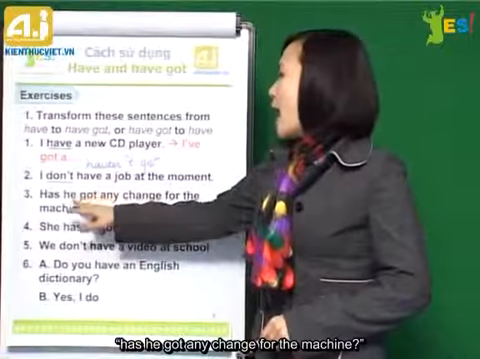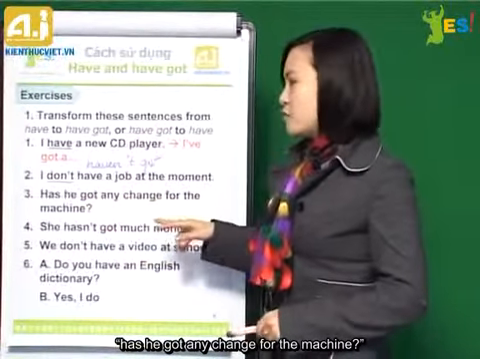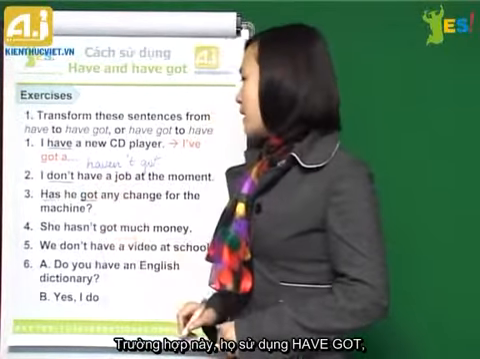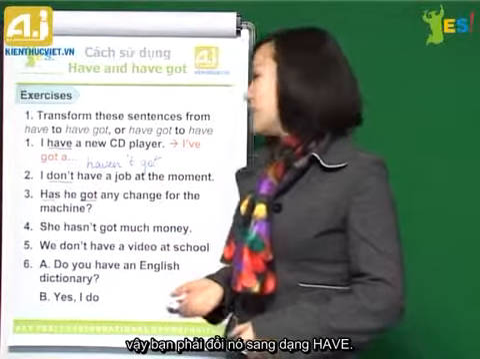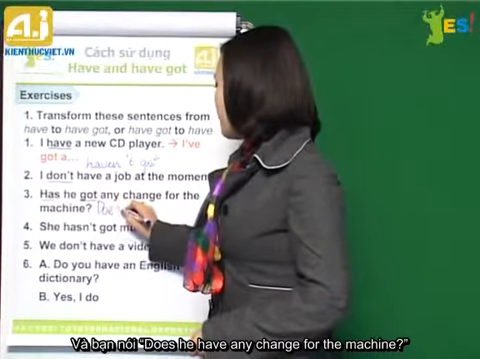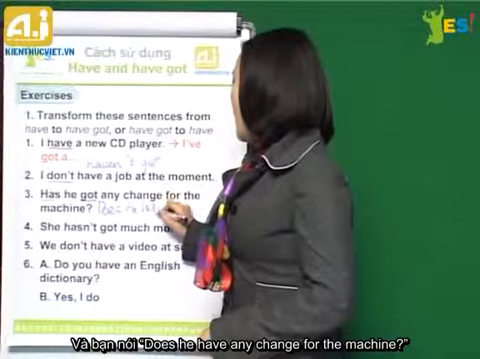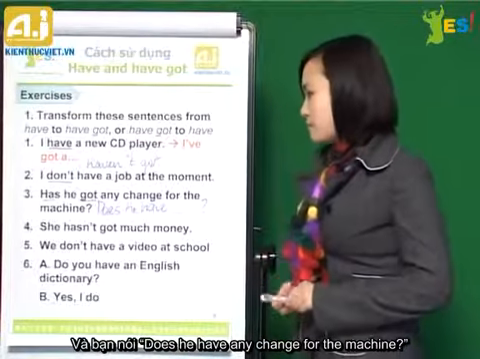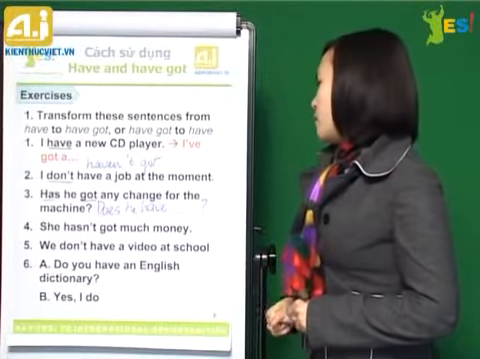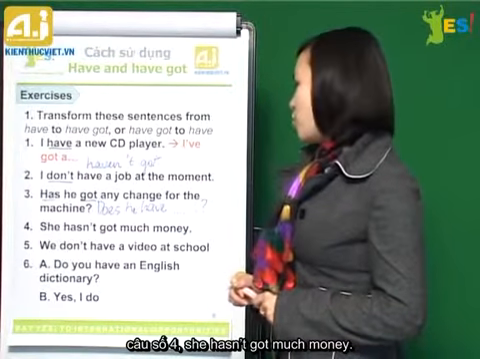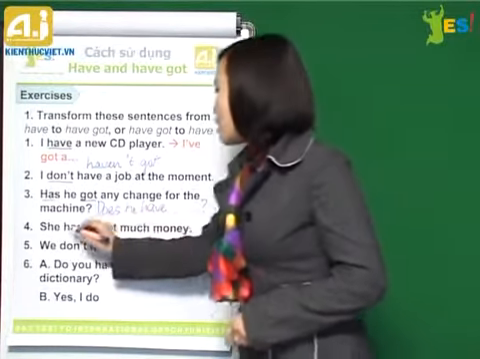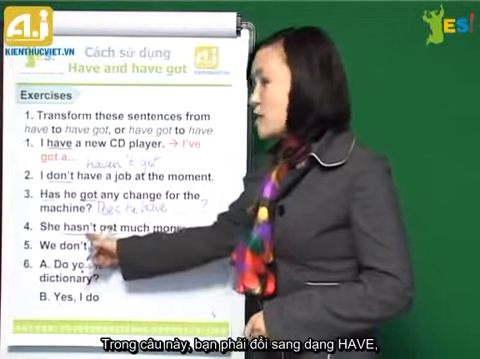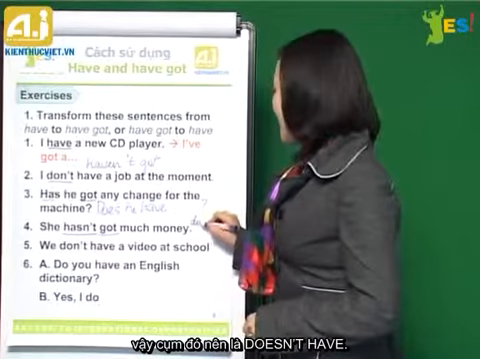Next one, has he got any change for the machine? In this case, they use has got, so you have to change it to have, and you say, does he have any change for the machine? Number 4, she hasn't got much money, so they use has got. In this case, you have to change it to have. So it should be doesn't have.